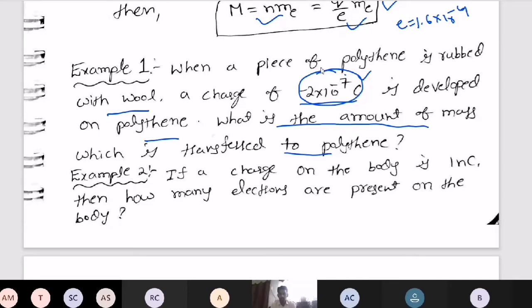Are you able to see the screen? Are you able to hear me? Because power went and Wi-Fi got disconnected. That's why I'm asking again.